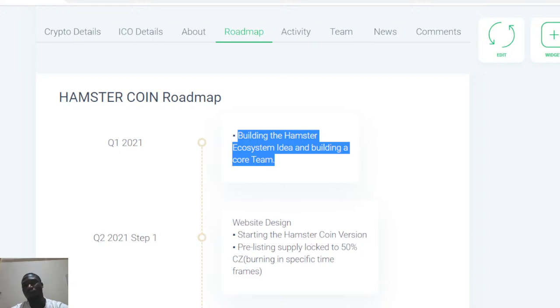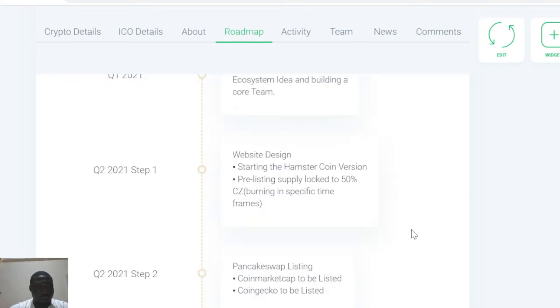So now one point we need to know is the core team, the people behind the project. That's why I said they are building a Hamster ecosystem and the ecosystem idea, and also building a core team. That is one point that is very, very important.